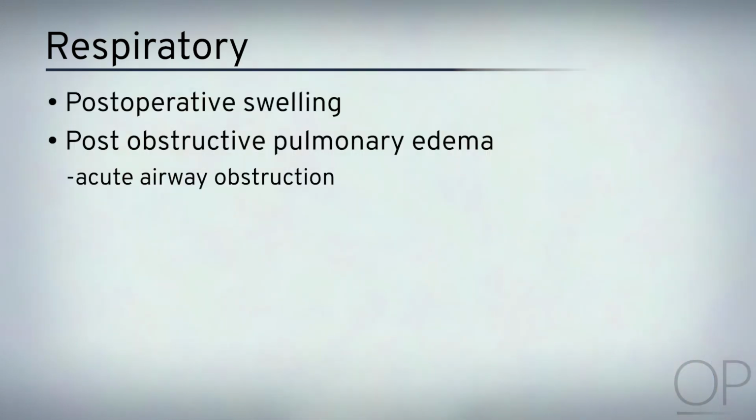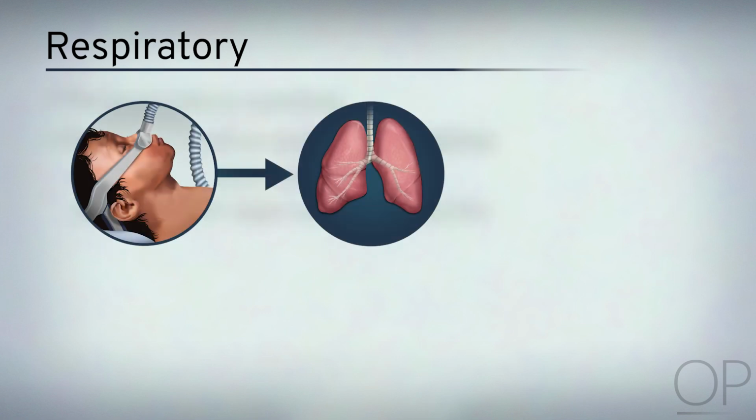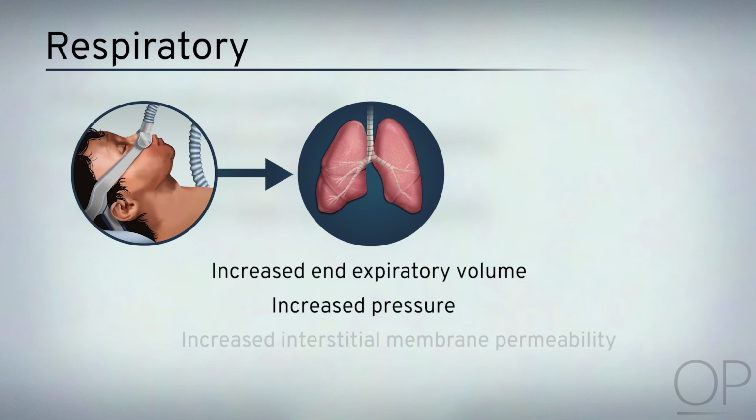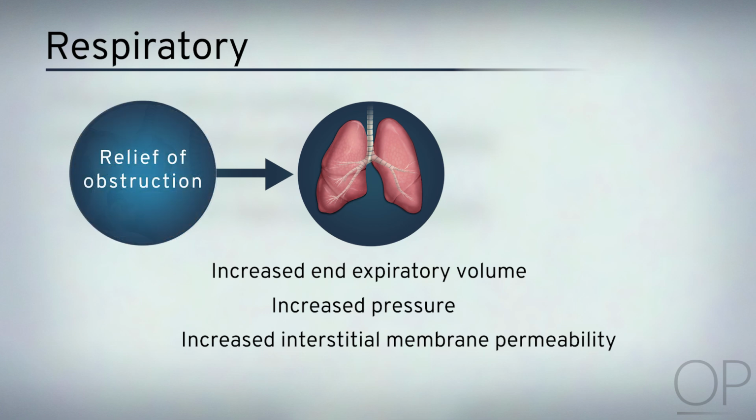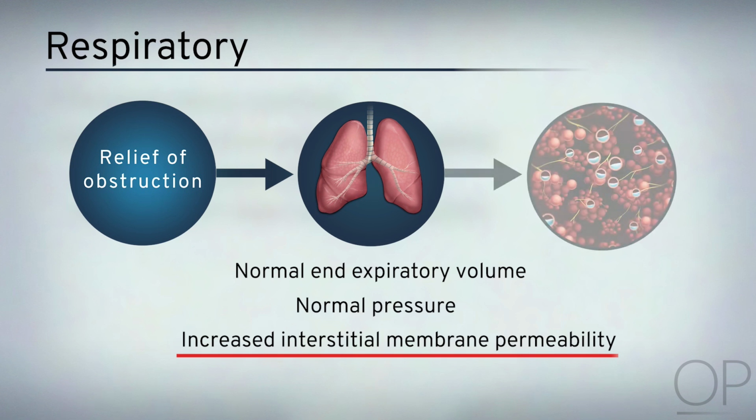The second theoretical mechanism by which post-tonsillectomy patients may develop post-obstructive pulmonary edema is due to acute relief of upper airway obstruction. Patients with severe obstructive sleep apnea may have chronic increase in end expiratory lung volume, pressure, and interstitial membrane permeability due to chronic airway obstruction. With relief of the obstruction, the lung volumes and pressures acutely return to normal, but membrane permeability does not, thereby resulting in fluid transudation due to pressure changes and subsequent pulmonary edema.